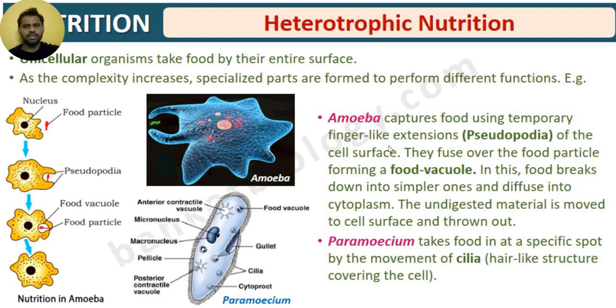Amoeba captures food using temporary finger-like extensions called the pseudopodia. This is a finger-like extension. It looks like the human finger. Hence it is called a finger-like extension, pseudopodia, of the cell surface.